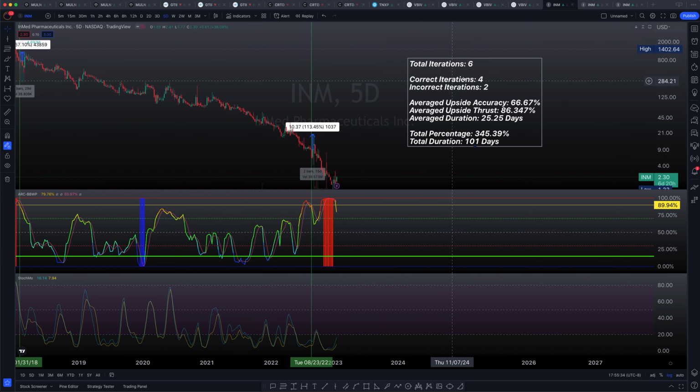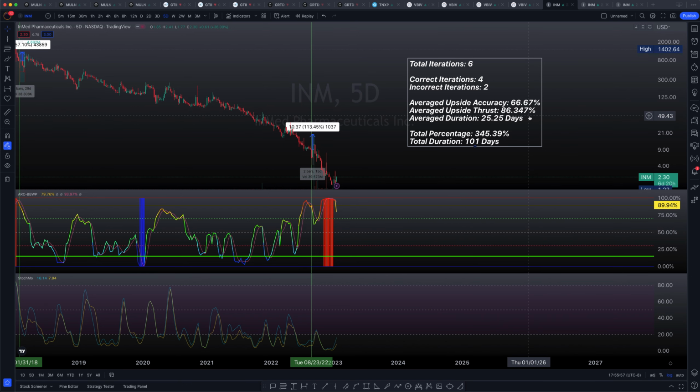Out of a total of 6 iterations throughout the entire trading history of INM on the 5-day chart in particular, we have 4 iterations guessed correctly to the upside, which gives us an averaged upside accuracy of 66.67%, with an averaged upside thrust of 86.347% over the span of about 25 and a quarter days. This is proof of work right down here.